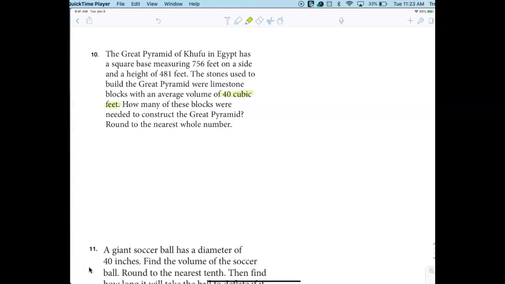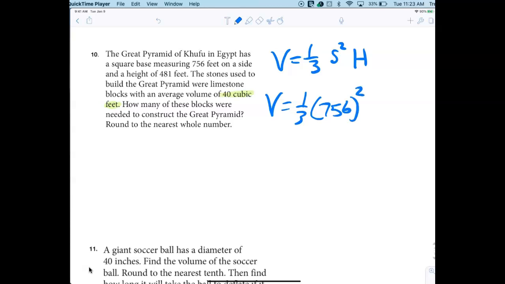All right. So I first have to figure out what the volume of the pyramid is. What's the formula for volume of a pyramid? 1/3, and with a square base that's going to be side squared times the height. So what's the side? 756. Times what's the height? 481. All right, so tell me what the volume is in cubic feet.